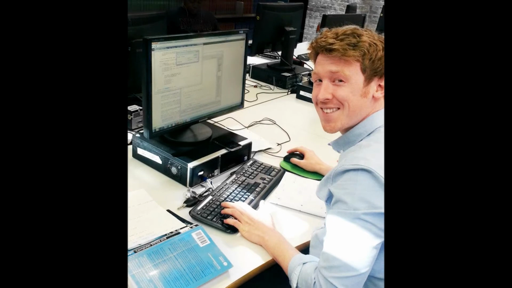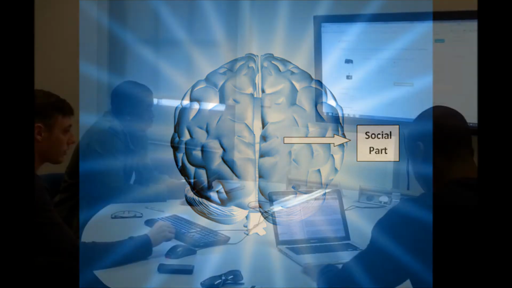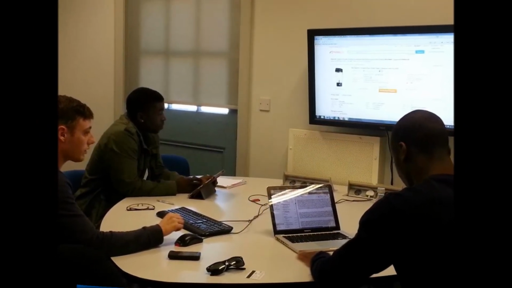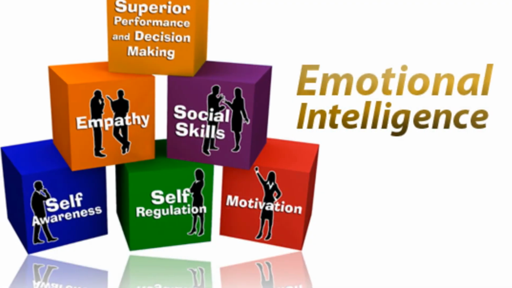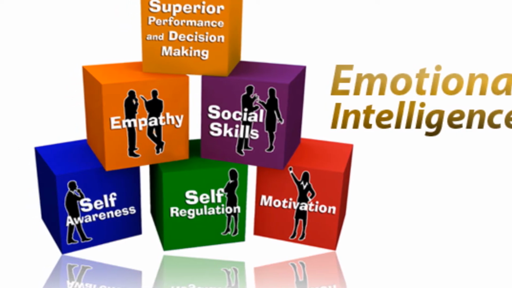The social part of our brain is where we focus on the interaction with people and how we connect with others. Lastly, we have our emotional section of the brain, which is where we store all our feelings. The majority of people in the world have changed their thinking by shifting to what is known as emotional intelligence or emotional confidence.